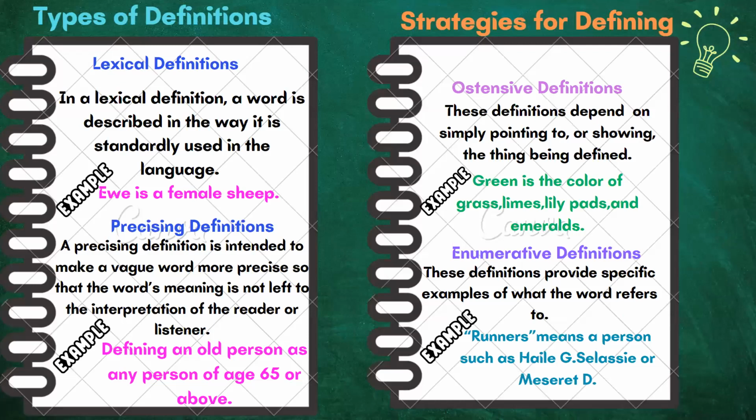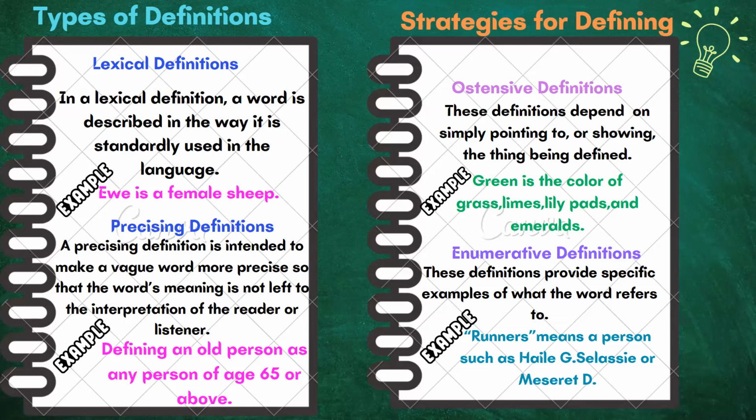The other one, lexical definitions. In a lexical definition, a word is defined in the way it's standardly used in the language. In other words, the purpose of a lexical definition is to state the conventional, traditional, and dictionary meaning of a word. And there is an example. Ewe is a female sheep.